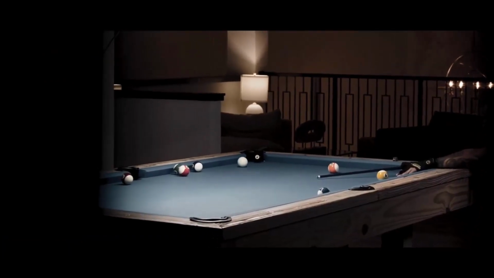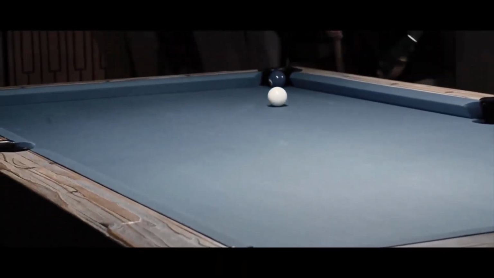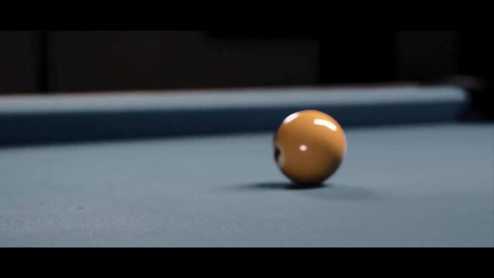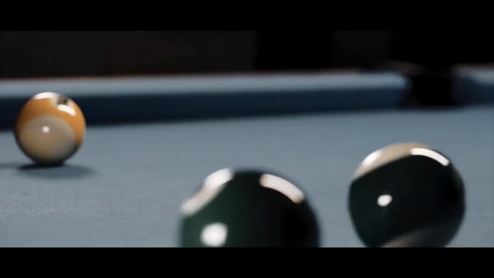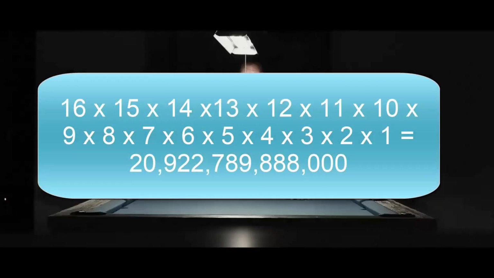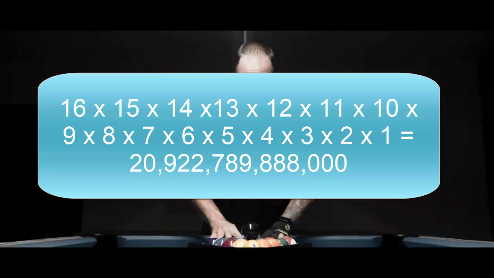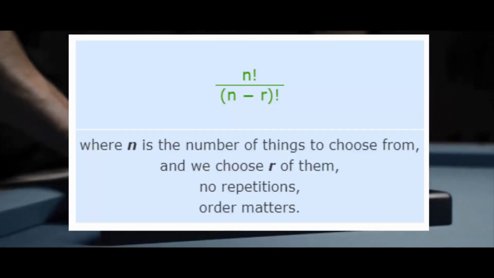So going back to our exercise, when we want to select all of our billiard balls and arrange them in every single possible order it could be, it would be 16 factorial, all the way down to 16 times 1. And the formula would look like this.